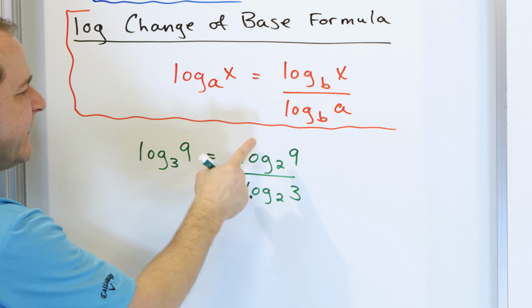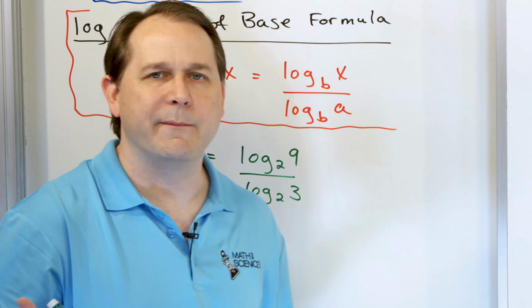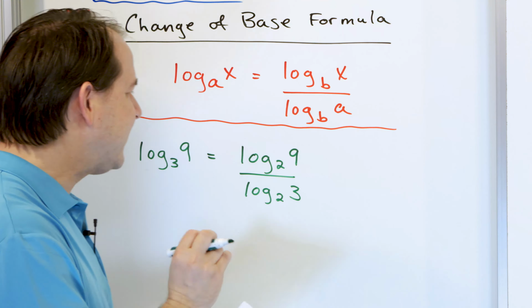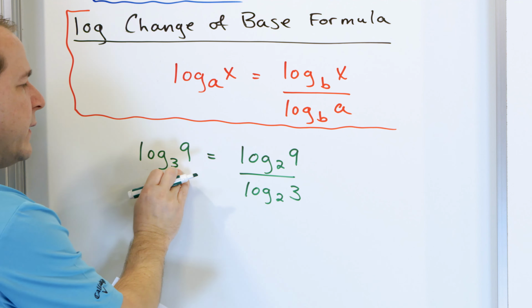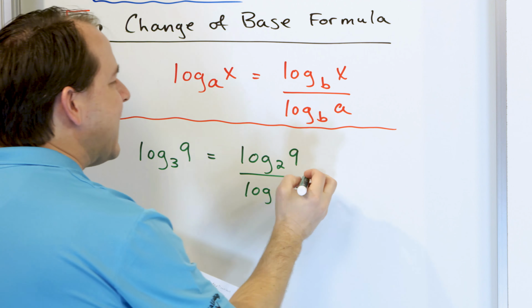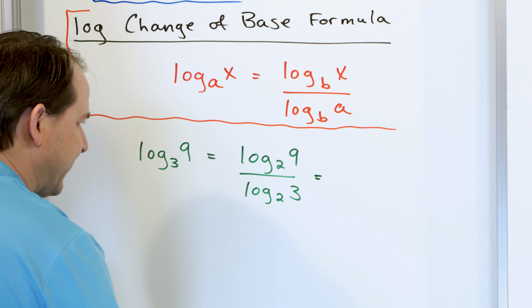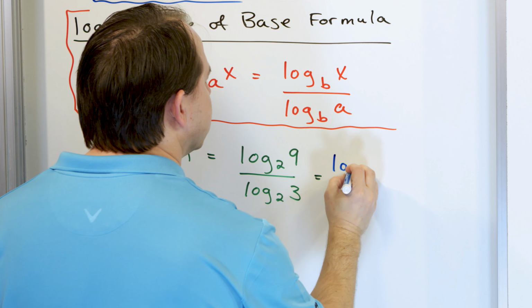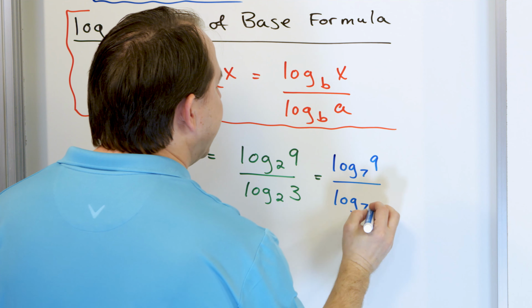Now this isn't so helpful because I don't have a base 2 logarithm on my calculator either. I don't have a base 2 button on my calculator. But mathematically, a base 2 log of 9 divided by a base 2 log of 3 is equal to this right here. Now you can make any base up on the right hand side that you want. For instance, it doesn't have to be base 2. I can make this log base 7 of the number 9 as long as I divide it by log base 7 of the number 3.